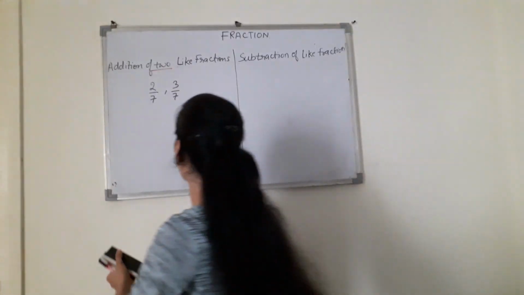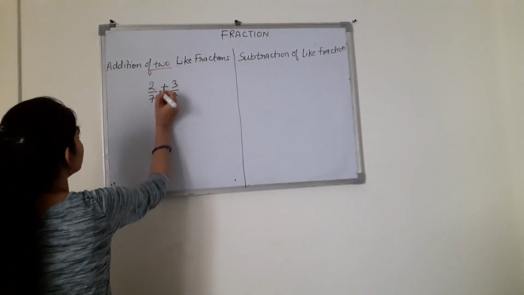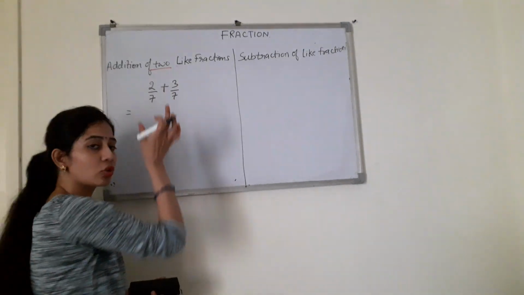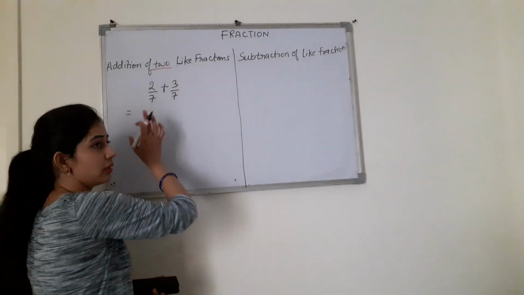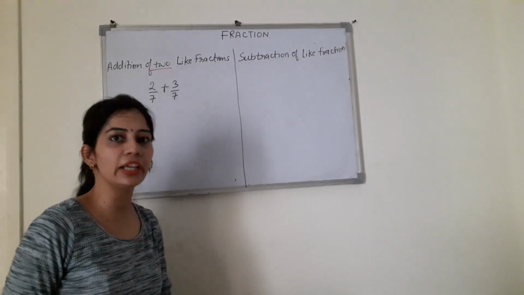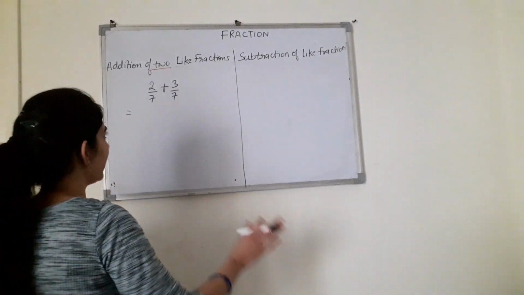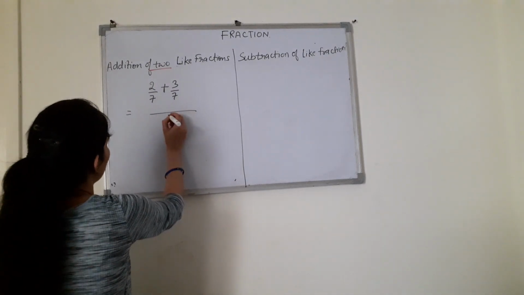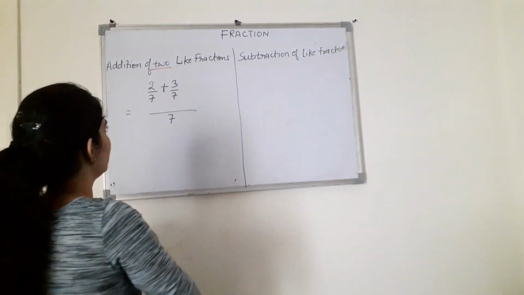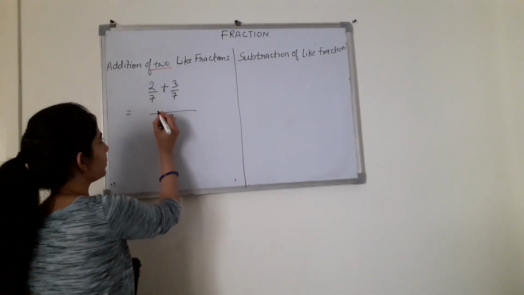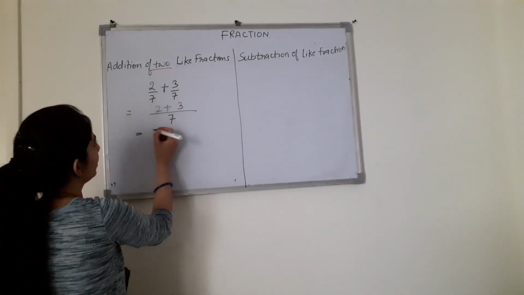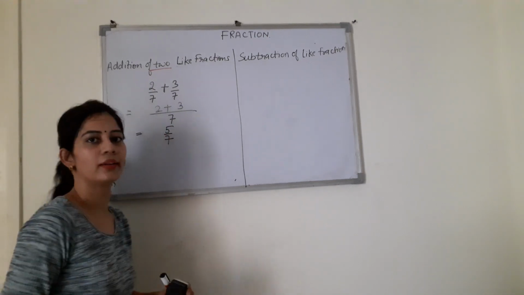Now how will we add them? We will not change the value of the denominator because it is common. Due to this common value of the denominator, we call them like fractions. So that's why we will not change it. It will remain the same. And next, we add the numerators of the given fractions. The first numerator value is 2 and the second numerator value is 3. So it will be 5 by 7, right?